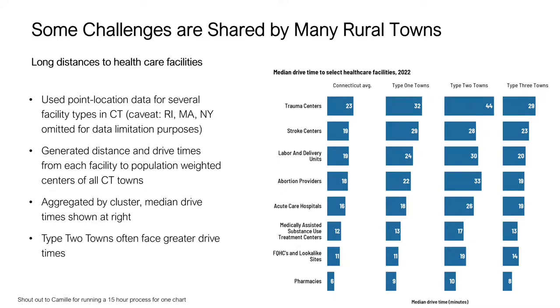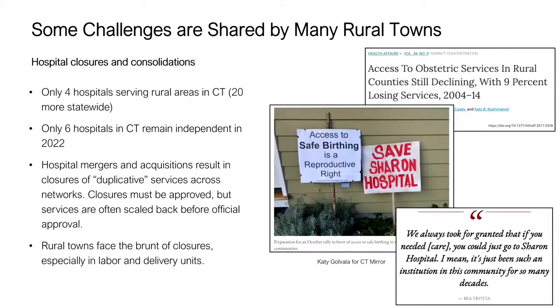Before going into differences between these clusters, just some challenges that each rural town tends to face. The first of which is just big distance drive times to different facilities. This is particularly problematic in some of the type 2 towns where it can be about a half-hour drive or more to the nearest facility, especially for specialized care.